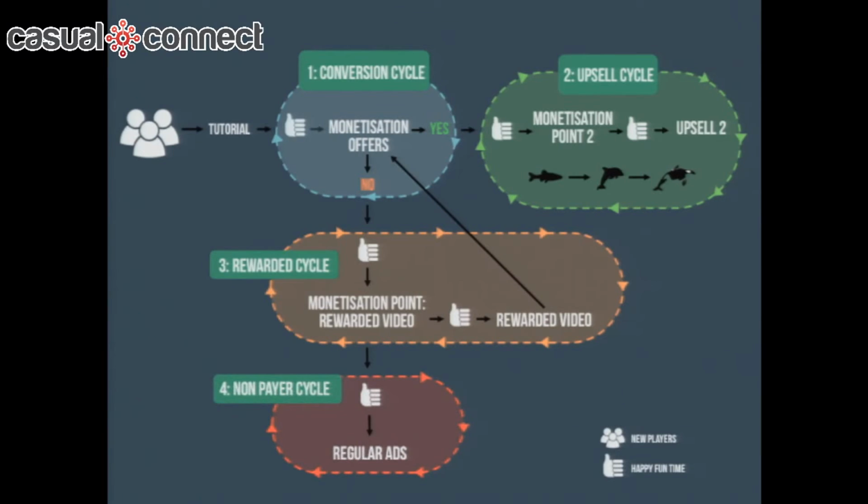And finally, you can put them into a non-payer cycle. So they haven't spent any money. You've given every opportunity to monetize them with IAP. They're not spending. Put them into this cycle and just serve them regular ads.